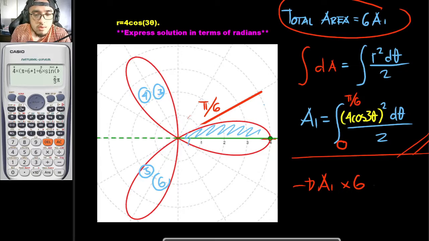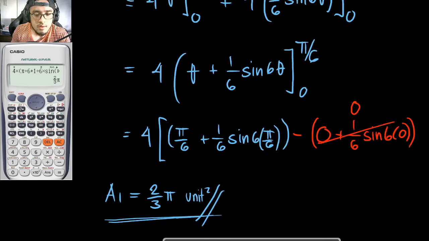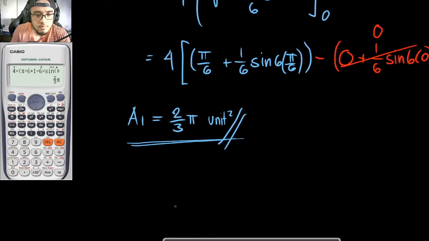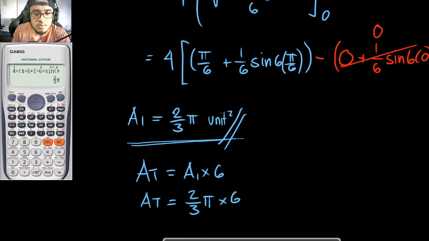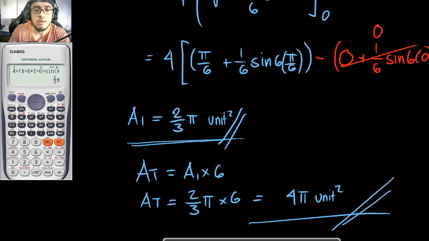So for us to get the total area here, we must just multiply this area 1 by 6. So from that, the area total is now equal to area 1 times 6. So area total is equal to 2/3 pi times 6. This would give you an answer of 4 pi unit squared. So this is to be your final answer for this particular problem.